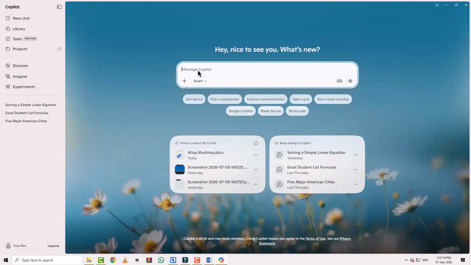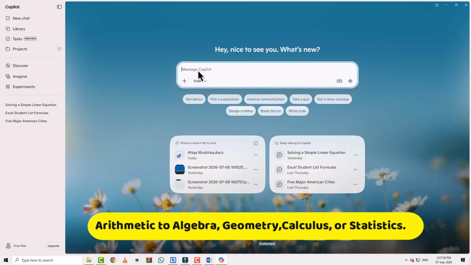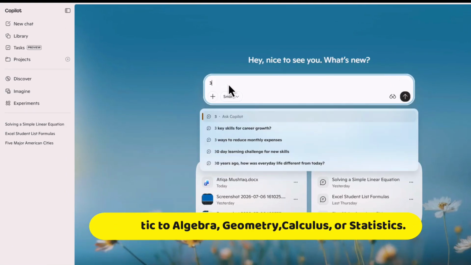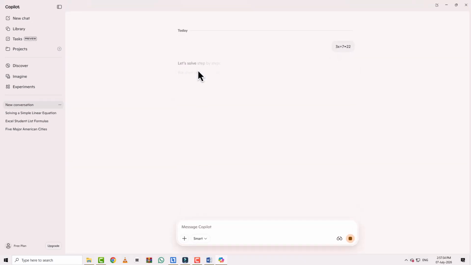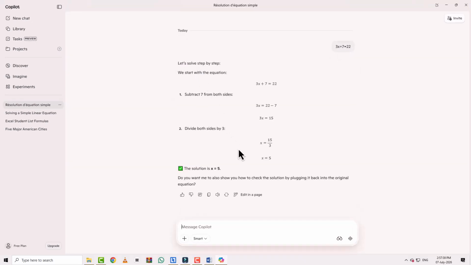In the search bar, type your math problem into the chat. You can enter anything from basic arithmetic to algebra, geometry, calculus, or statistics. For example, solve 3x + 7 = 22. Press enter, and Copilot will calculate the answer.